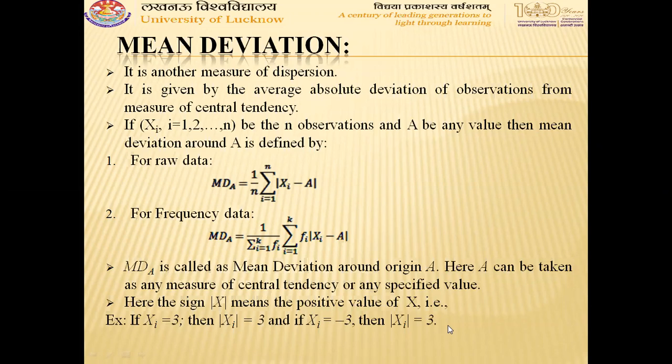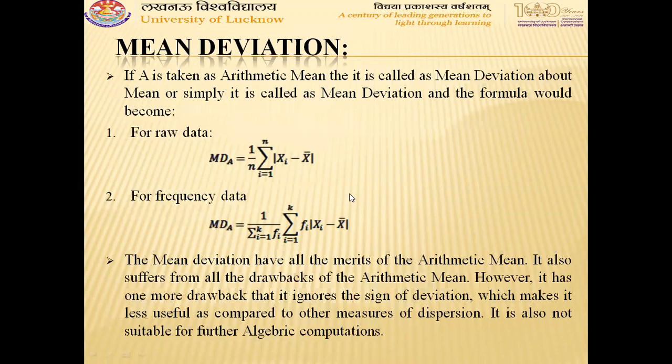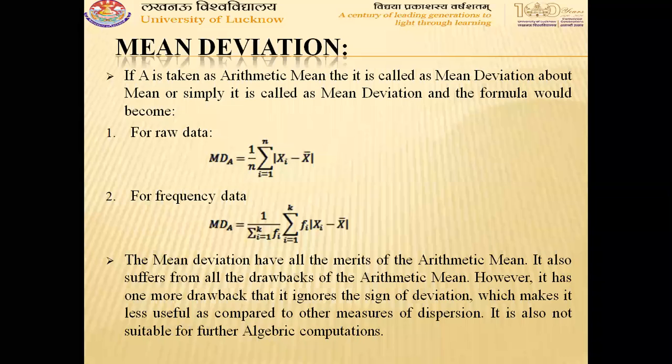That is, whether it takes a positive value or a negative value. If we put the mod, then it will give a positive value. So we can say it is the average of the positive difference of observations from the respective measure of central tendency. And if in place of A we consider the arithmetic mean, or simply the mean of the observations, then it is called mean deviation about mean, or you can also call it mean deviation.